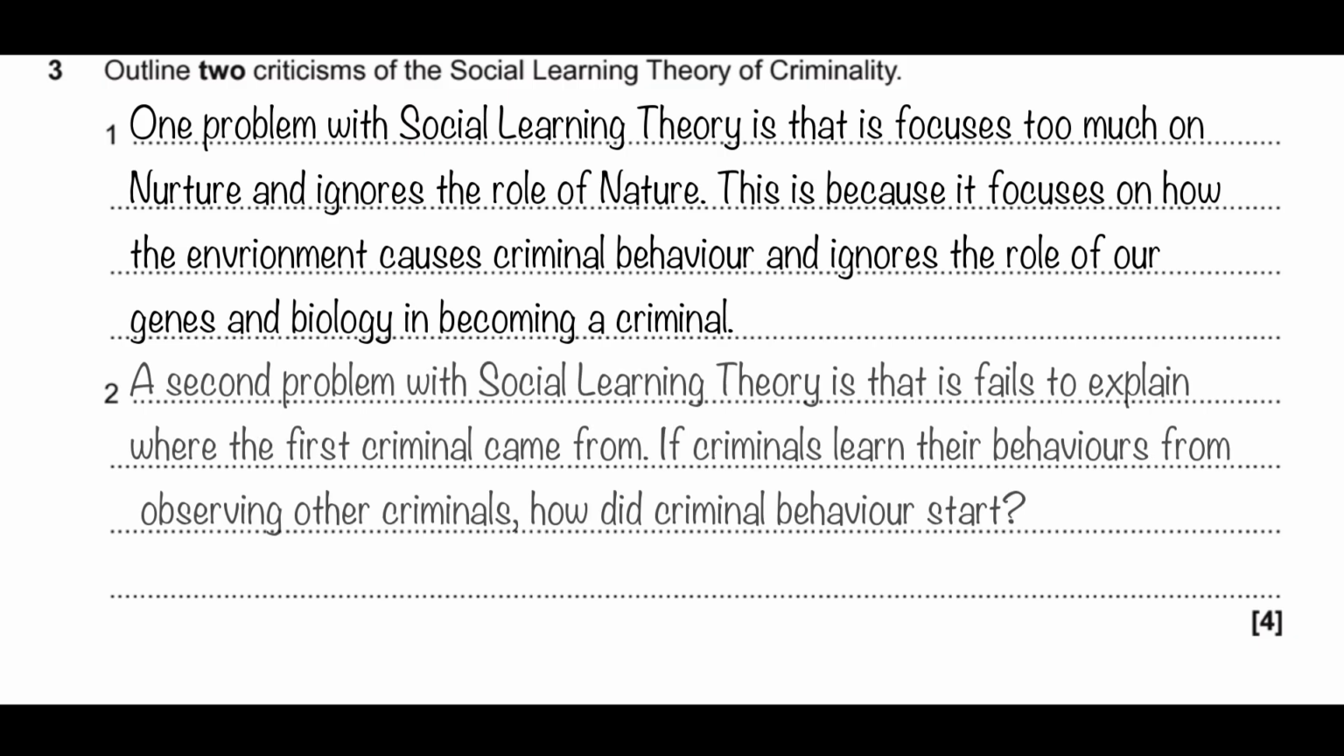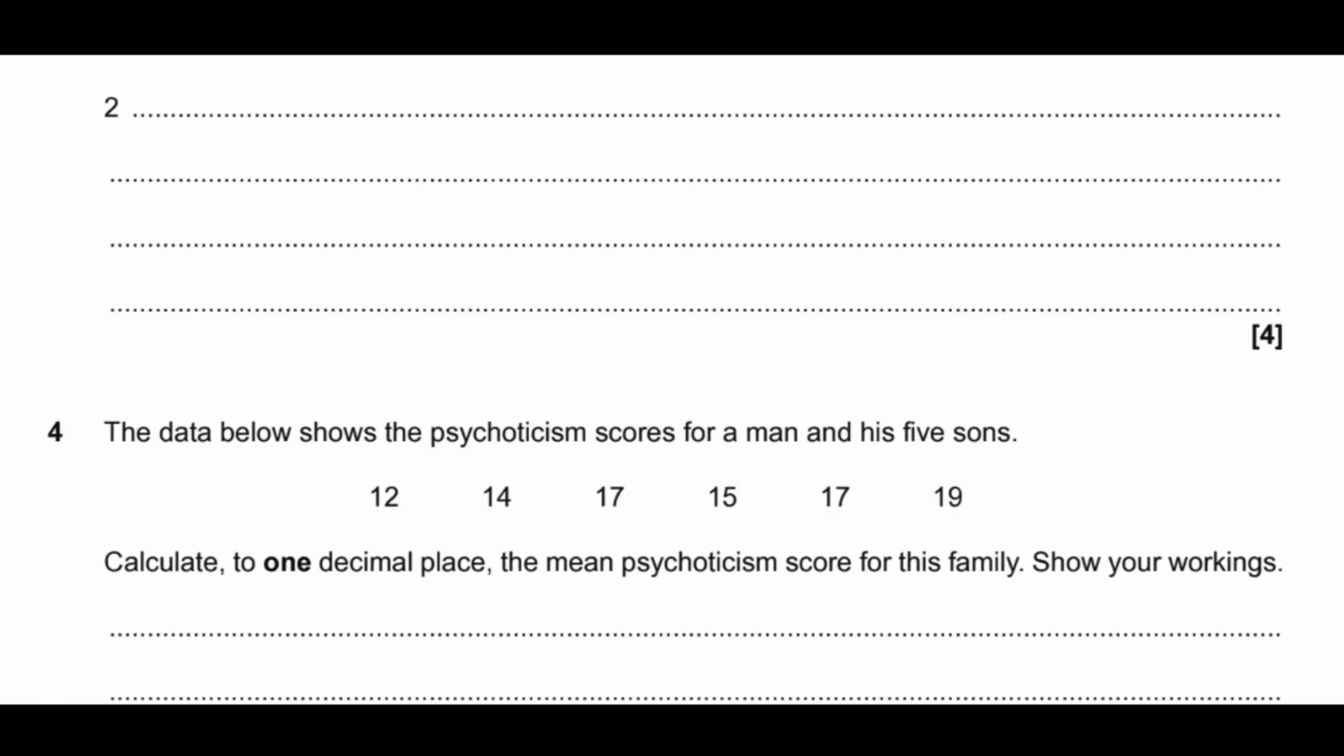My second point, and again, for 4 marks, we're giving a point and we're explaining it in a little bit more detail. My second point would be something along the lines of explaining the fact that, well, if social learning theory explains that we only gain our criminal behaviours through observing other criminals, where did the first criminal come from? And that will finish it up for all 4 marks.